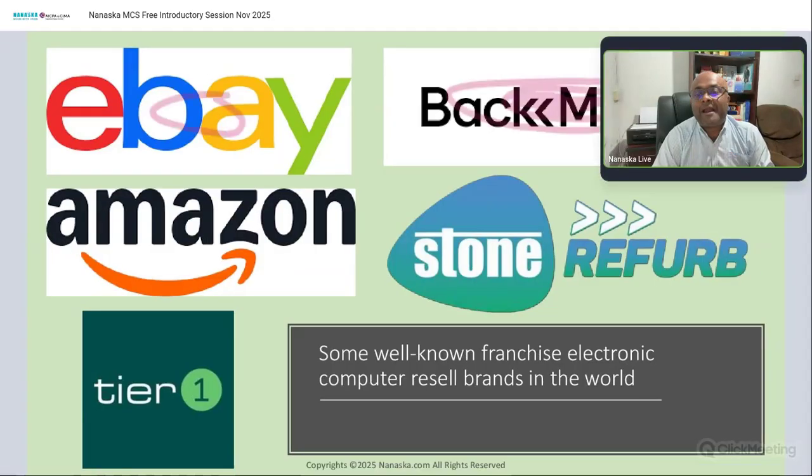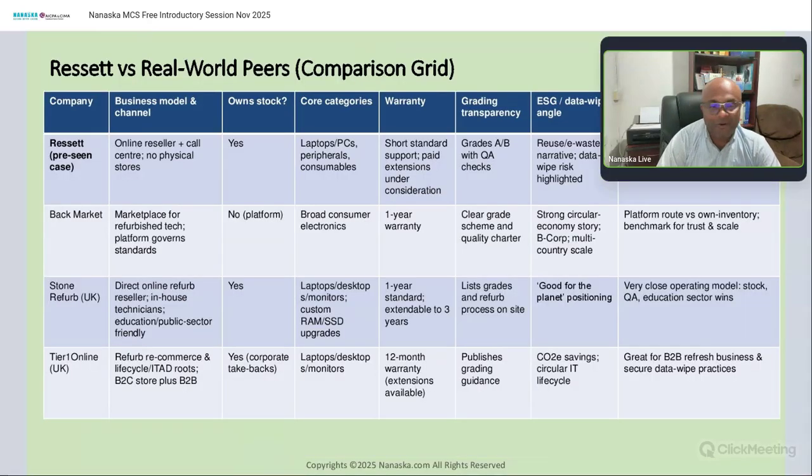So Back Market is an interesting example for us to see. Today is only the introduction. Today we are not trying to go into much detail of it. But I am sure we can do that next week. Back Market, they don't own the stock. Our case study company, we do own the stock.